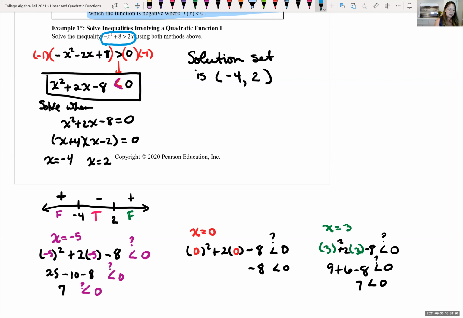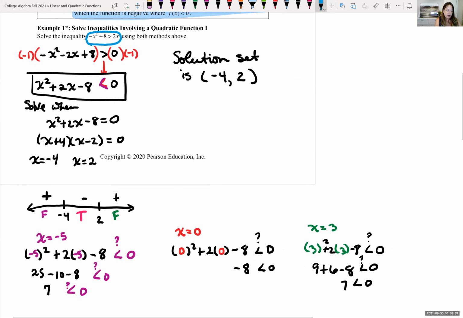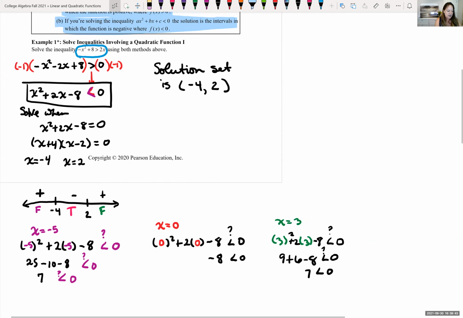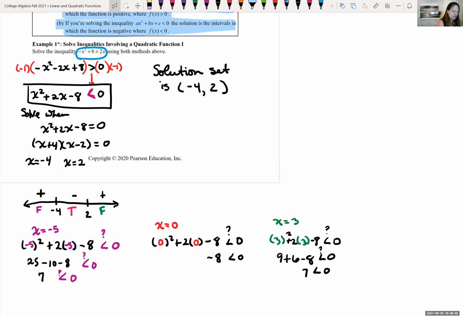So we found our solution using algebra. It also wanted us to look at this by looking at the graph. And so looking at the graph, again, we wanted to get everything to one side of the inequality. And so let's just do it where we added x squared to both sides and subtract 8 on both sides.